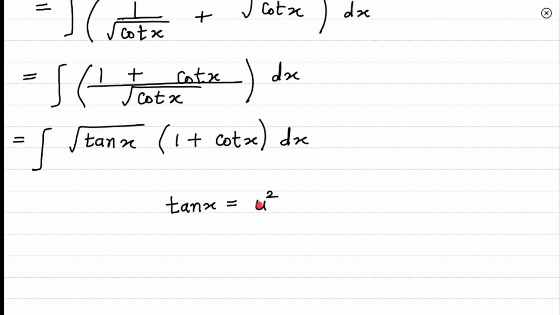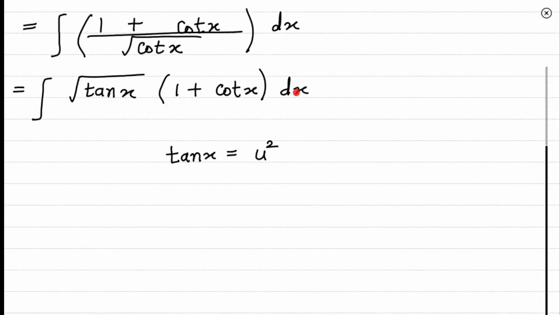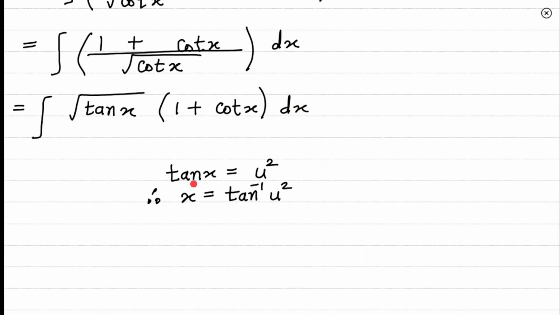Once you do that substitution, we'll have to convert that entire integral from the x world to the u world. That means we'll also have to convert that dx in terms of du. In order to do that, we'll have to find the value of dx, and to find it, let us find the value of x first. From here, we can say that x is equal to tan inverse of u square. Now, let us differentiate both the sides with respect to x. Remember that the differentiation of tan inverse of x is nothing but 1 over 1 plus x square.